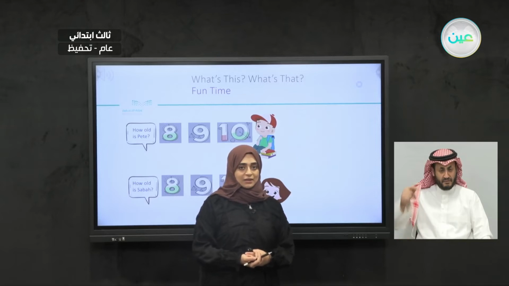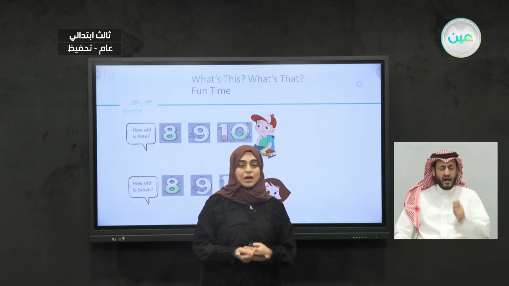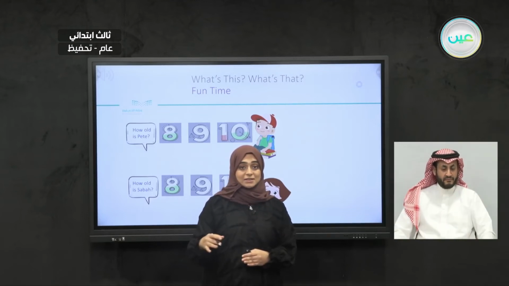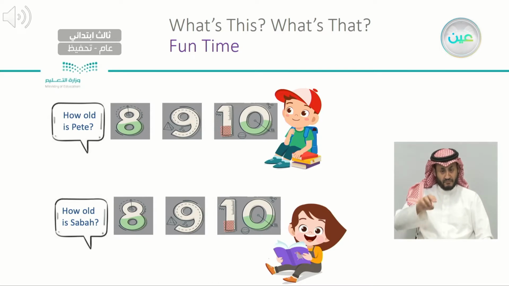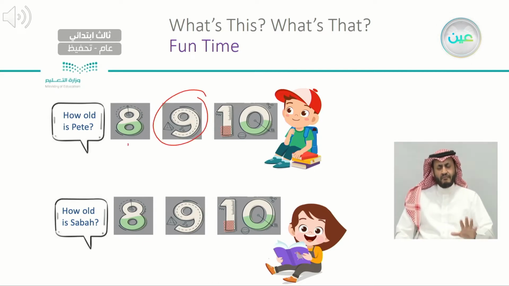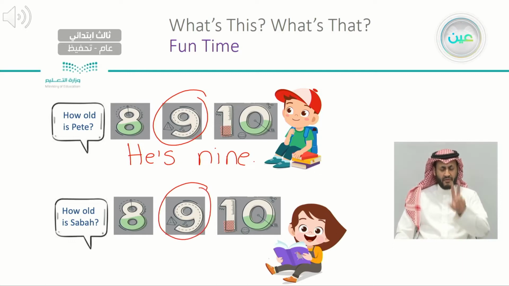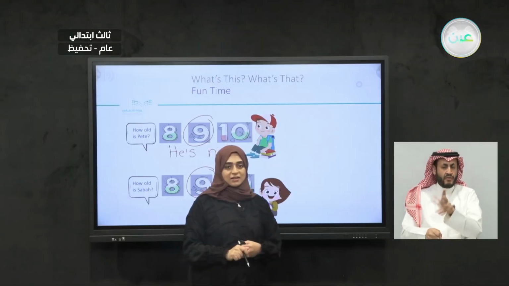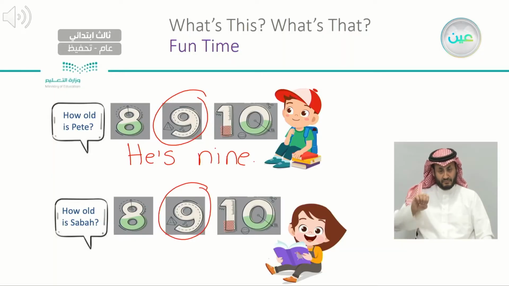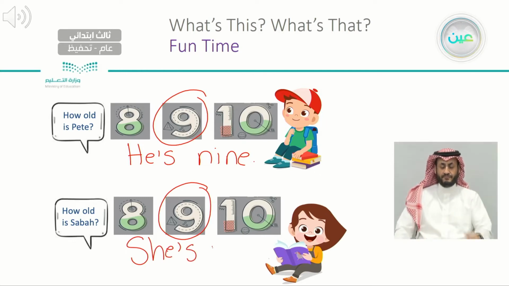So Pete, what do we say? Did you hear the audio? How old is Pete? He's... Let's guess that he is 9 maybe? He is 9. H-E. He's N-I-N-E. Full stop. What about Sabah? How old is Sabah? They look the same age, so let's pick 9. What do we say? She's 9. Excellent. She. Write with me. Capital S-H-E. She's 9. Full stop.